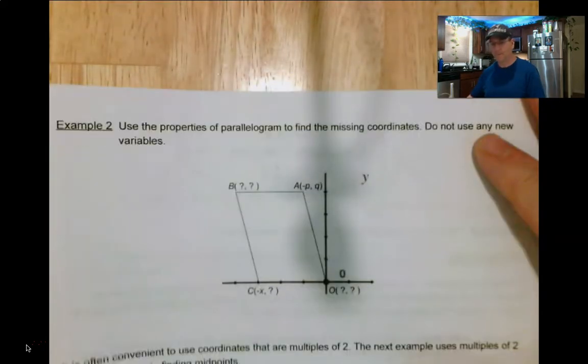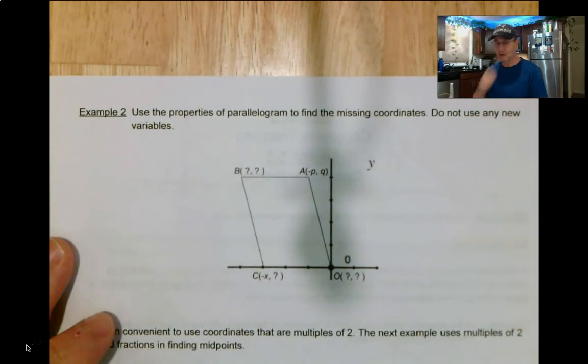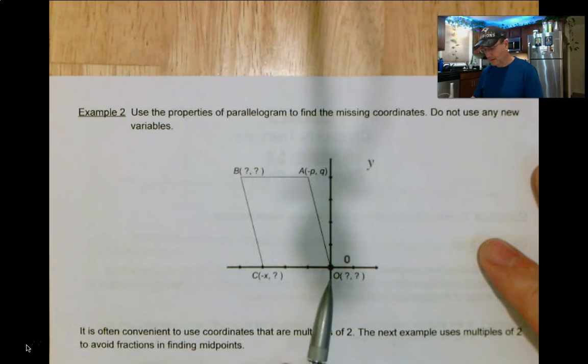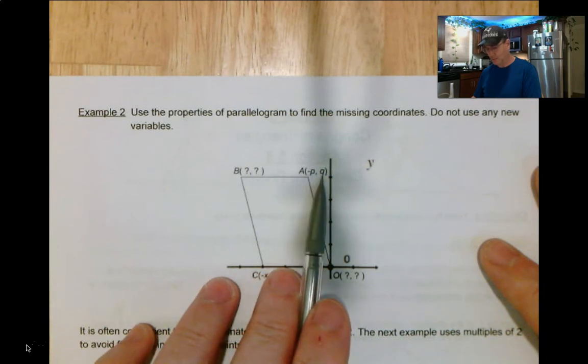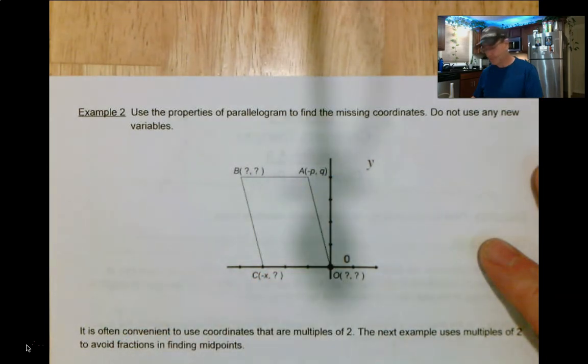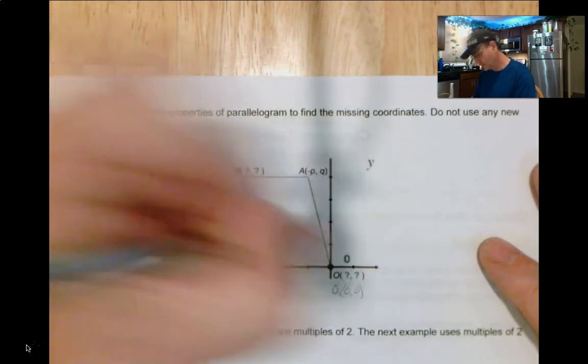All right, example 2. Use the properties of parallelograms to find the missing coordinates. Do not use any new variables. So we are told that this is negative x. We are told that this is negative p, q. O is very simple. That's the origin. That's 0, 0. Those are the coordinates for O.